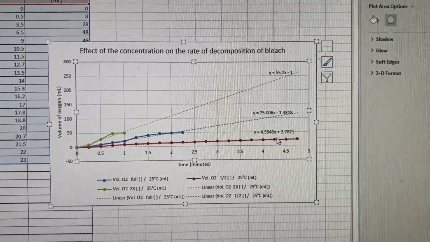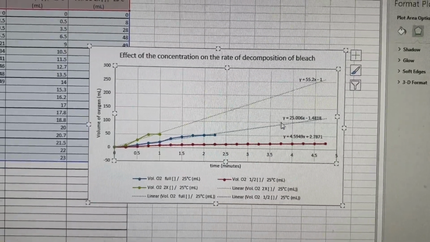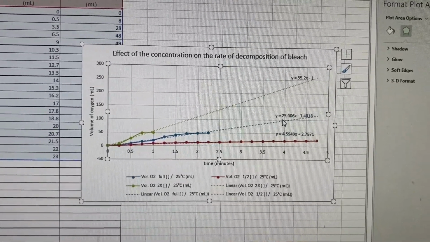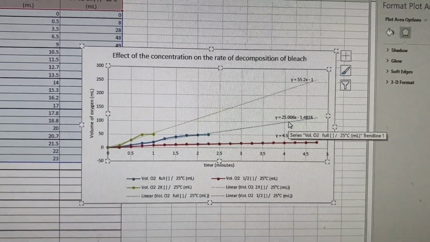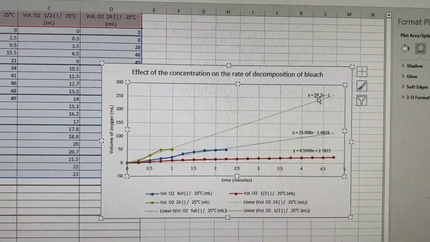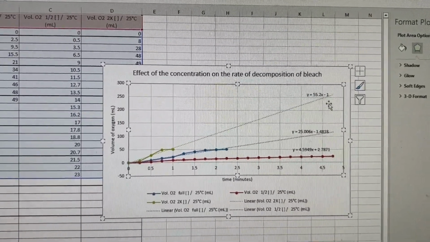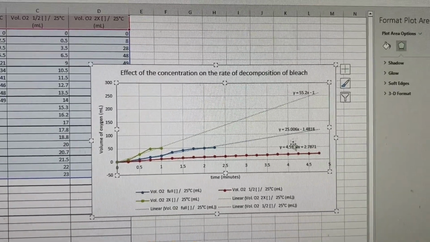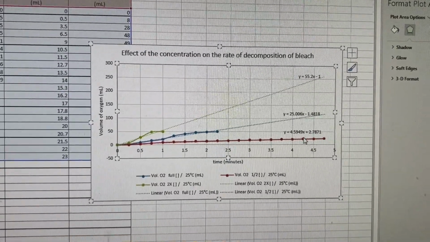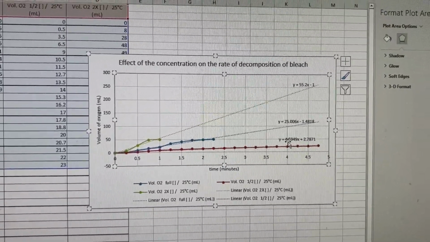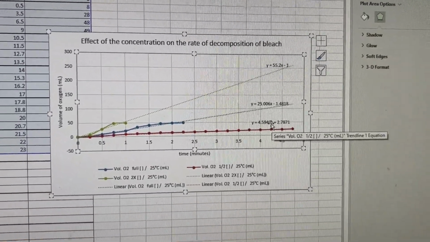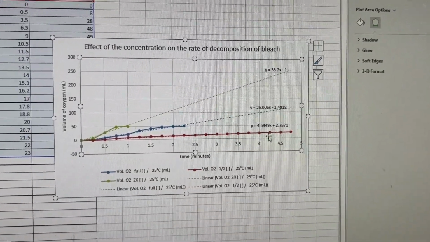So from our experiment, we can see that our reference reaction, the 2% bleach, was 25 milliliters per minute. When you double the concentration, the rate increases to 55, which is close to doubling, which is pretty good. And when you decrease the concentration by half to 1%, our rate went down dramatically, quite a bit more than we would expect actually, but our rate went down to 4.59.